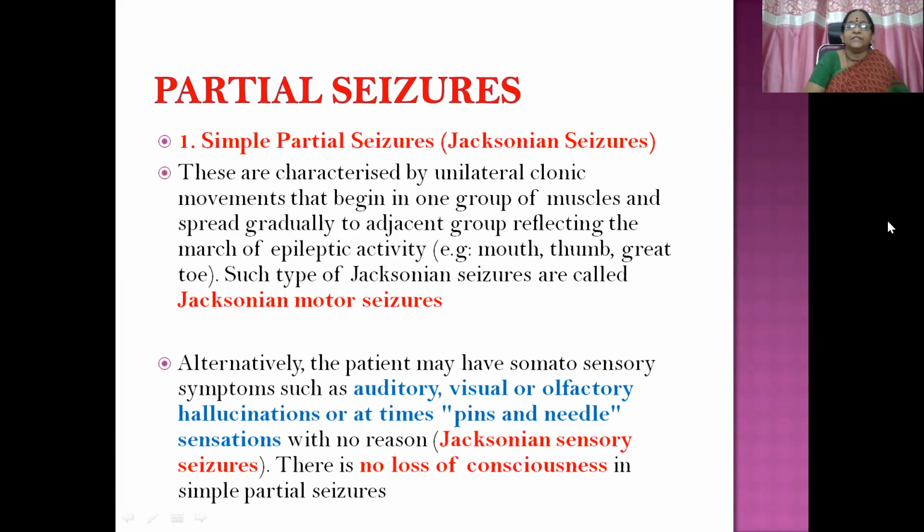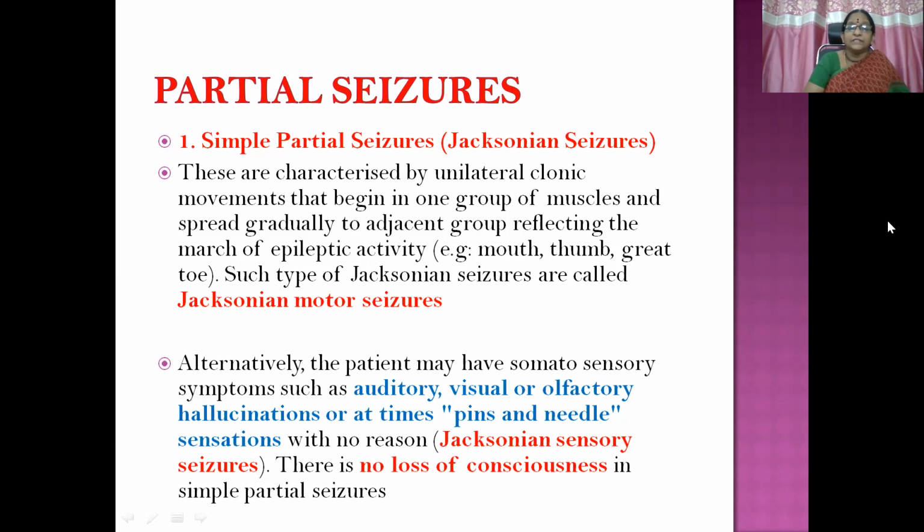Number one is simple partial seizures, otherwise known as Jacksonian seizures. It is named after the scientist that we discussed in the introductory slide. These Jacksonian seizures are subdivided into Jacksonian motor seizures and Jacksonian sensory seizures. Jacksonian motor seizures mean there are unilateral clonic movements. Motor involvement will be there. Clonic movements begin in one group of muscles and spread gradually to the adjacent group, reflecting the march of epileptic activity, like mouth, then thumb, then great toe. So different parts will be involved. That is motor involvement, known as Jacksonian motor seizures.